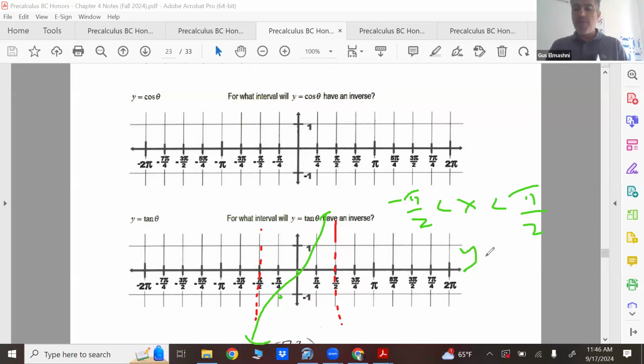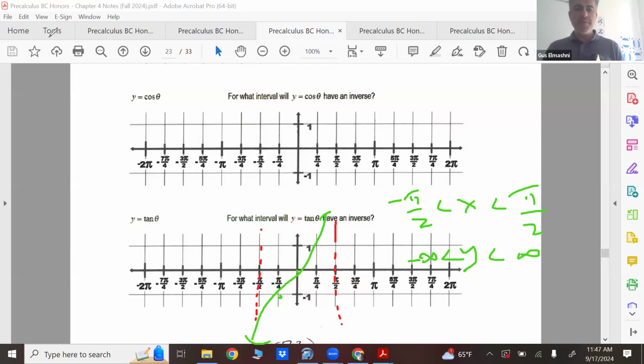Of course, my range is all real numbers, right? I know that. So that covers all possible tangent values. But in order to force the issue, I'm going to focus on negative pi over 2 to pi over 2, non-inclusive, so that the inverse of tangent is also a function. Does that make sense? Okay.